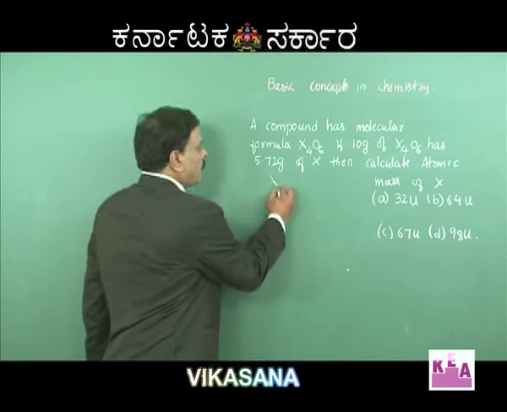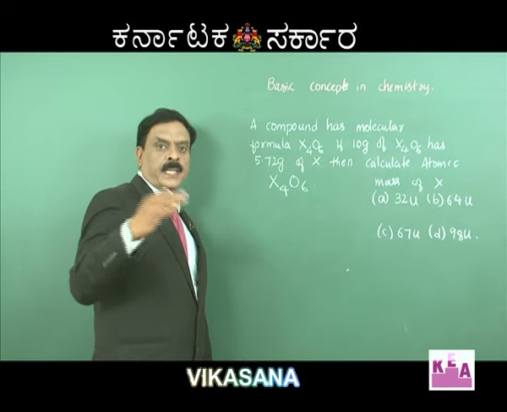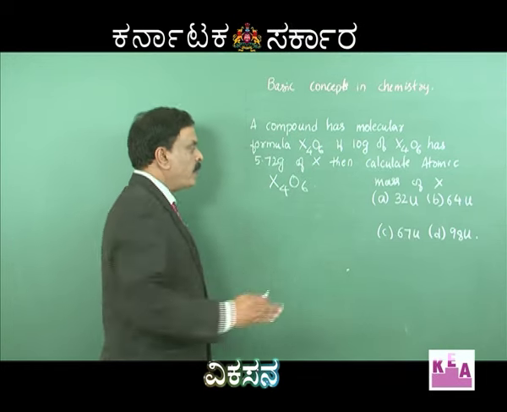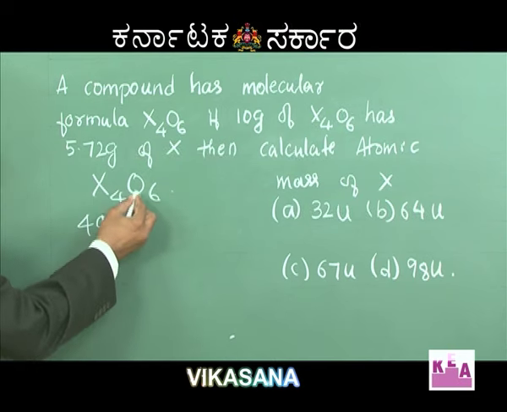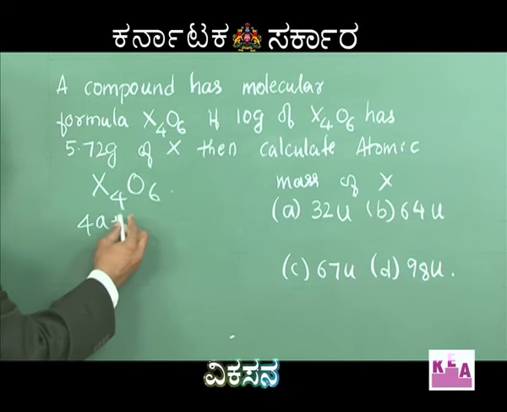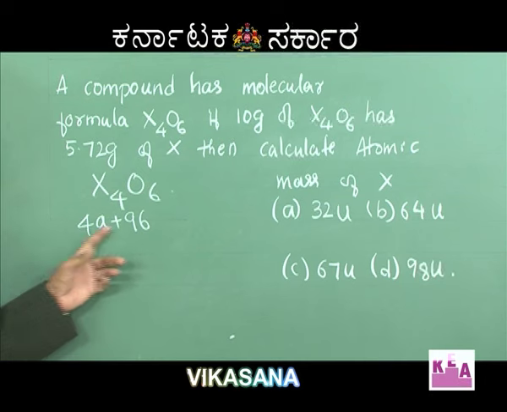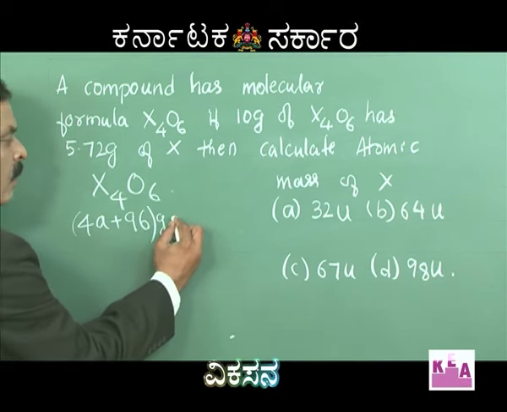It is X4O6. Supposing we say that the atomic mass of X is A, then the molecular mass of X4O6 will be 4A plus 16 into 6, where 16 is the atomic mass of oxygen, that is 96. The molecular mass of X4O6 is 4A plus 96. 4A plus 96 grams of X4O6 contains 4A grams of X.